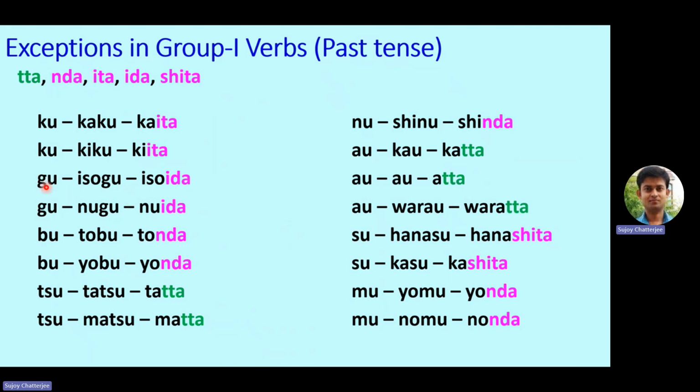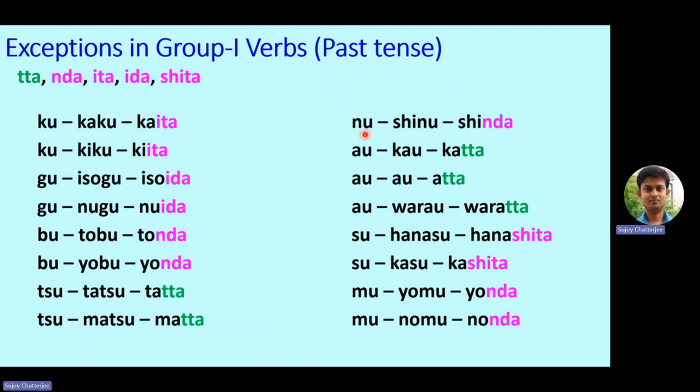Similarly, gu, the stem verbs that end in gu, isogu and nugu, both follow isoida, nuida. That means ida. So ku-ending verbs end in ita, and gu-ending verbs end in ida. Similarly, bu-ending verbs, tobu and yobu, end in onda: tonda, yonda. Tatsu, matsu: tatta, matta. Shinu, shinda.